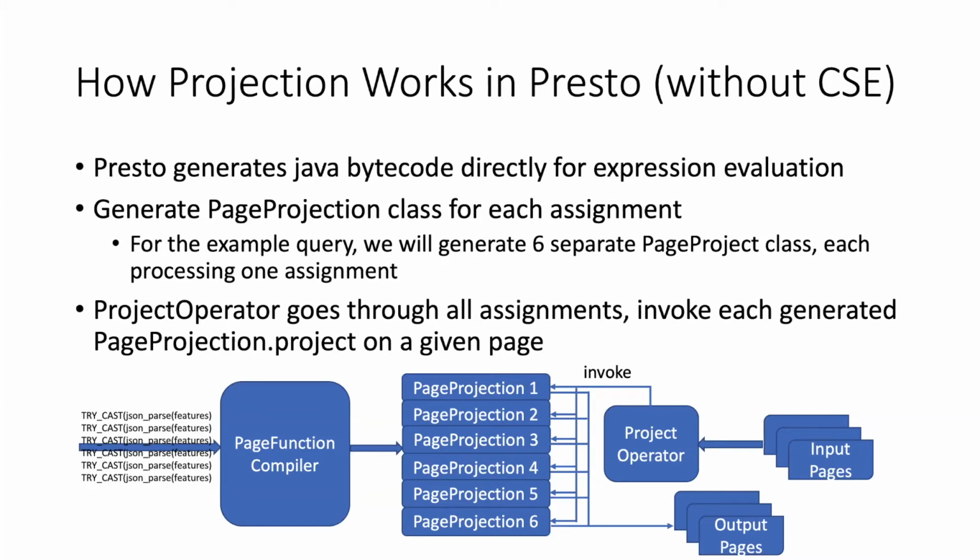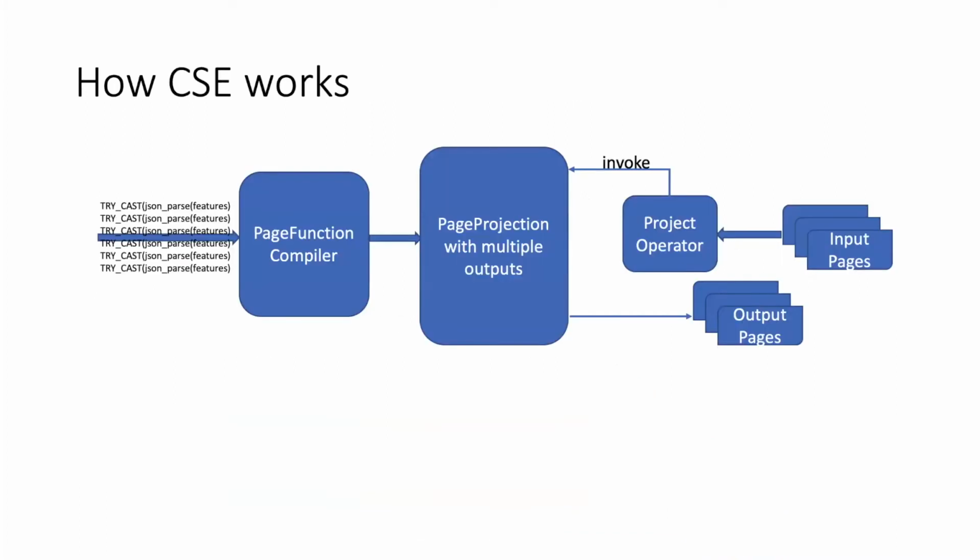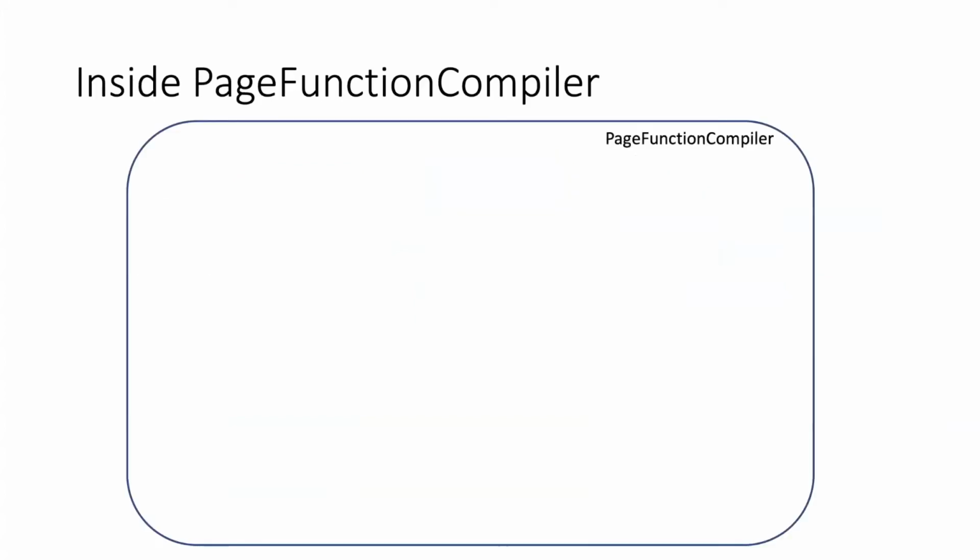So that's basically what we did. The first thing we did is say that we cannot generate one class per projection. Let's take all these expressions as a whole, analyze them, and generate a page projection that can produce multiple outputs instead of only one output. And this is how it works.